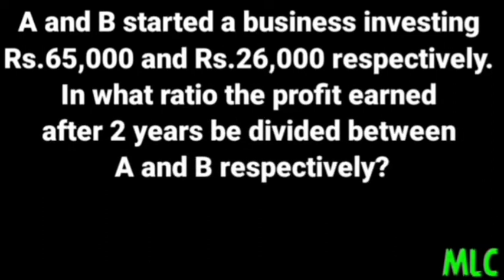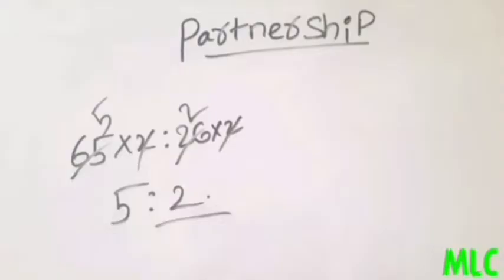A and B started a business investing rupees 65,000 and 26,000 respectively. In what ratio should the profit after 2 years be divided between A and B respectively? They're asking, there are two persons A and B who started a business with some amounts, and after 2 years their profit is asked. Let's see the solution for this.